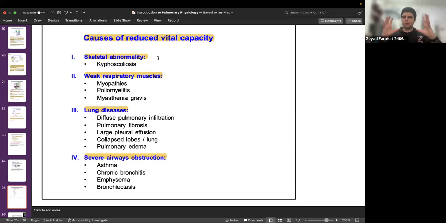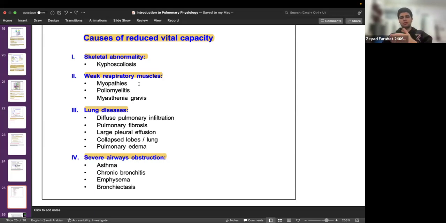So generally speaking, from your anatomy lectures, there are muscles like the diaphragm, for example, and the intercostal muscles. They're pushing your lungs out to get in more air. So if you have a problem with the muscles, basically you can't push out the lungs anymore. You can't distend them any further. And in total, you can't breathe. So this is the skeletal abnormality. And same as the weak respiratory muscles.